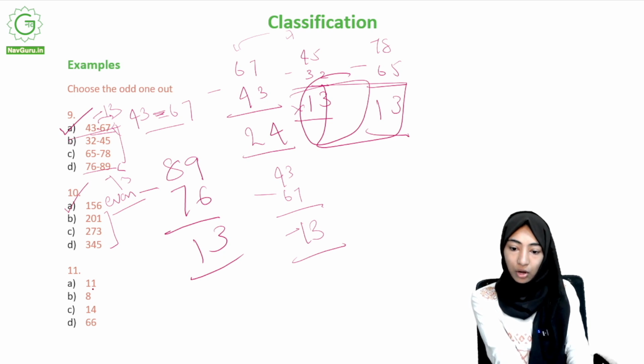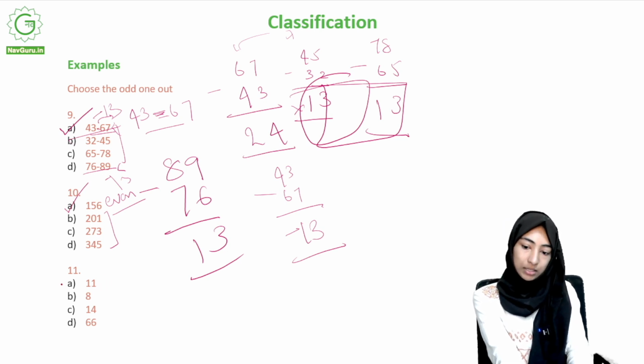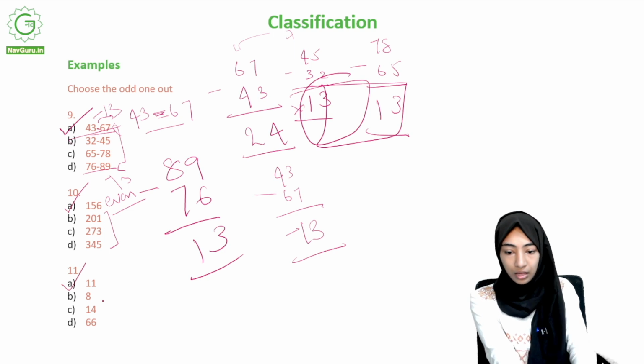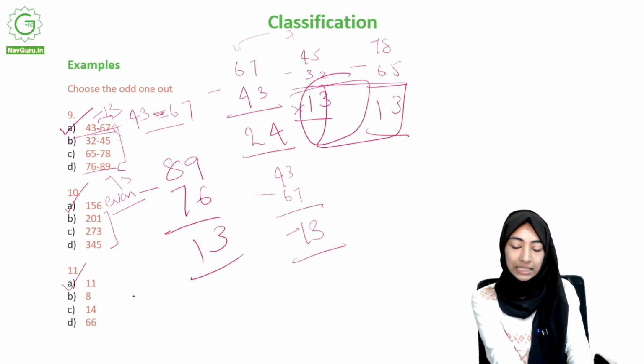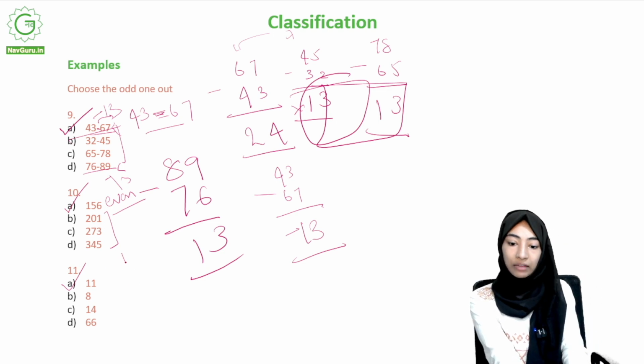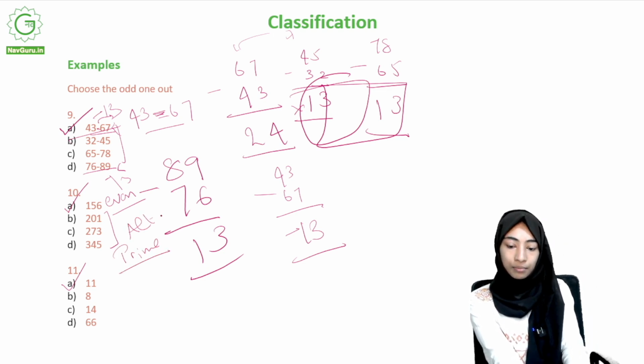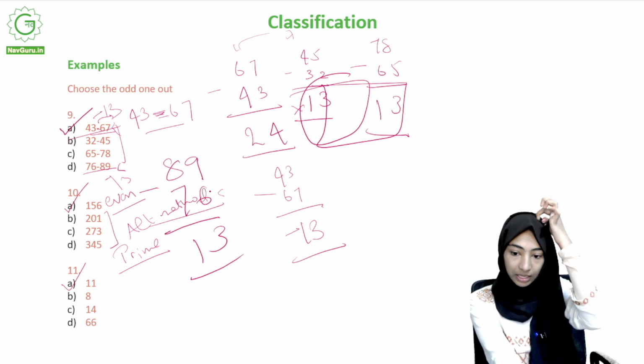Okay, moving on, 11, 8, 14, 66. Again, in this case, order even, does it work? Yes, it works. 11 is the only odd number. The rest are all even. Right, so this works. Another thing, even if you were to look at it as prime numbers, this would also work. So it's mainly like an alternate method of doing the question, like we mentioned in the other case also.